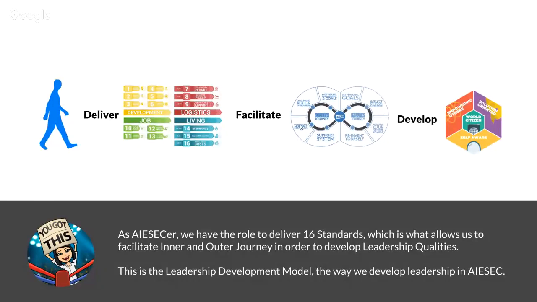Only after the 16 standards are delivered and they experience the inner and outer journey together will they be able to develop the leadership qualities that we are always talking about in Isaac. This is the entire leadership development model in Isaac, which is also the core of doing exchange itself. It is very important, because if we don't deliver the standards and don't allow the inner journey to happen, we would have no difference from all the other exchange agencies out there.